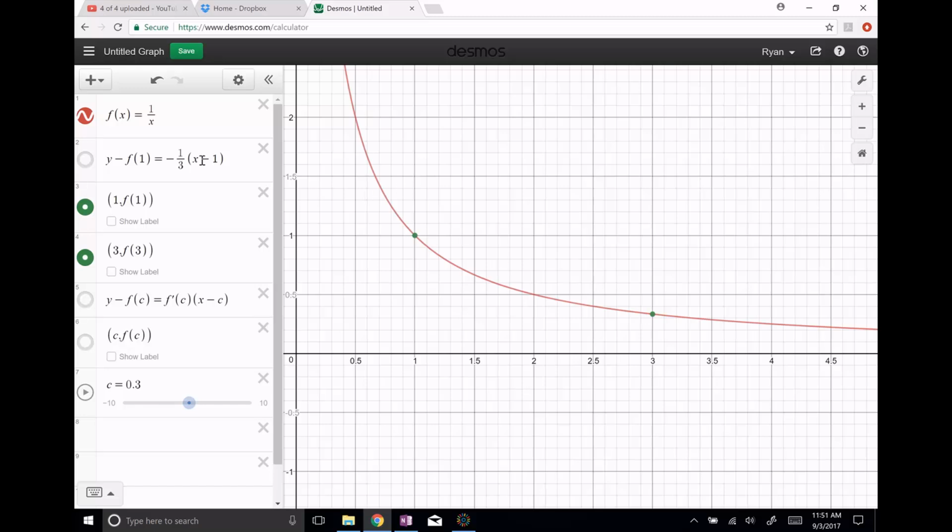And then I graphed the secant line. So there's the secant line between these two endpoints, the one at 1 and the one at 3. Again, we want to find a place where the tangent line is parallel to the secant line. So if I throw in my tangent line, you can see I made a little slider here so we can move this around.